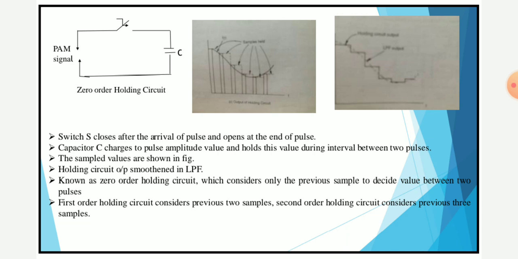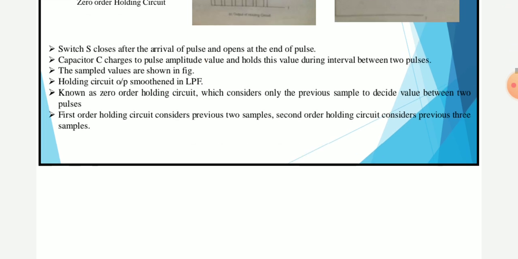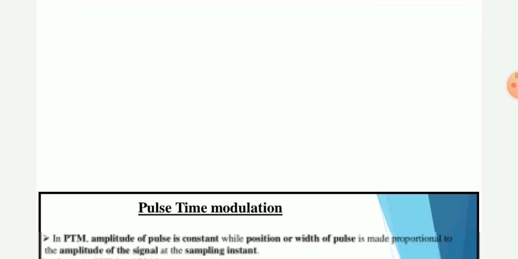It is also called a zero order holding circuit, which considers only the previous sample and decides the value between the two pulses. Whereas in some scenarios we can use higher order holding circuits. For example, a first order holding circuit considers the previous two samples, and a second order circuit considers the previous three samples. In this way different orders can be used. That is about pulse amplitude modulation and demodulation techniques. Thank you.